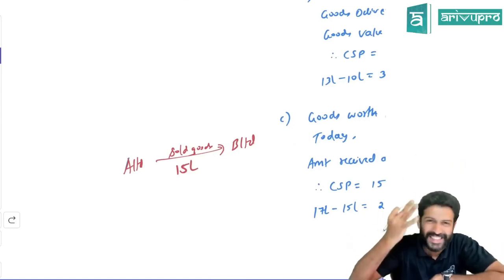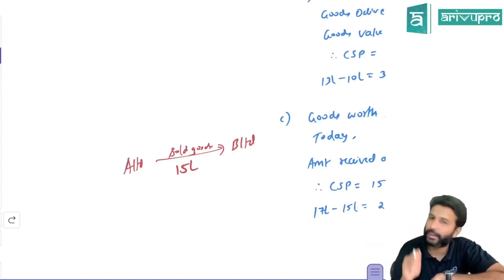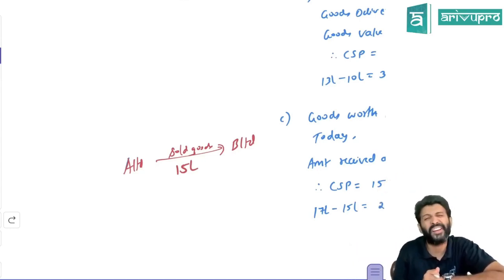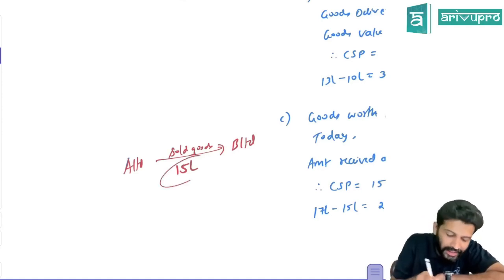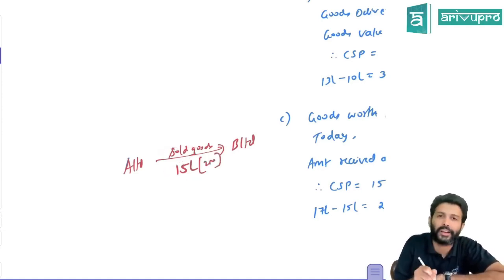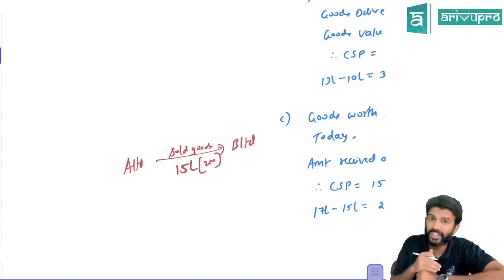Okay. So A Limited has already sold the goods. He has delivered the goods to B Limited. But B Limited will not make the payment now. He'll make the payment after 2 years. Normally, A sells his goods for 15 lakhs and only gives 2 months credit. But here, B settling the payment after 2 years means A is giving 2 years credit.